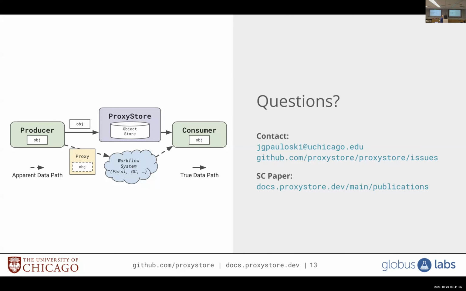Any questions? Andre. How well does ProxyStore work with increasing numbers of users? Is there a bottleneck? What happens? Does it crash? Does it replicate at scale?